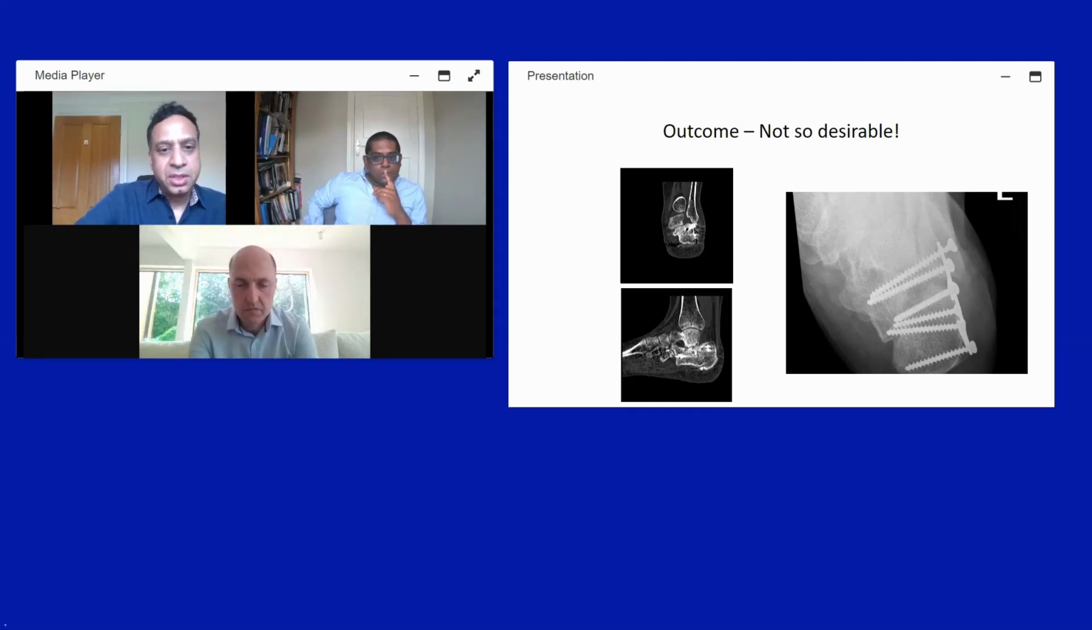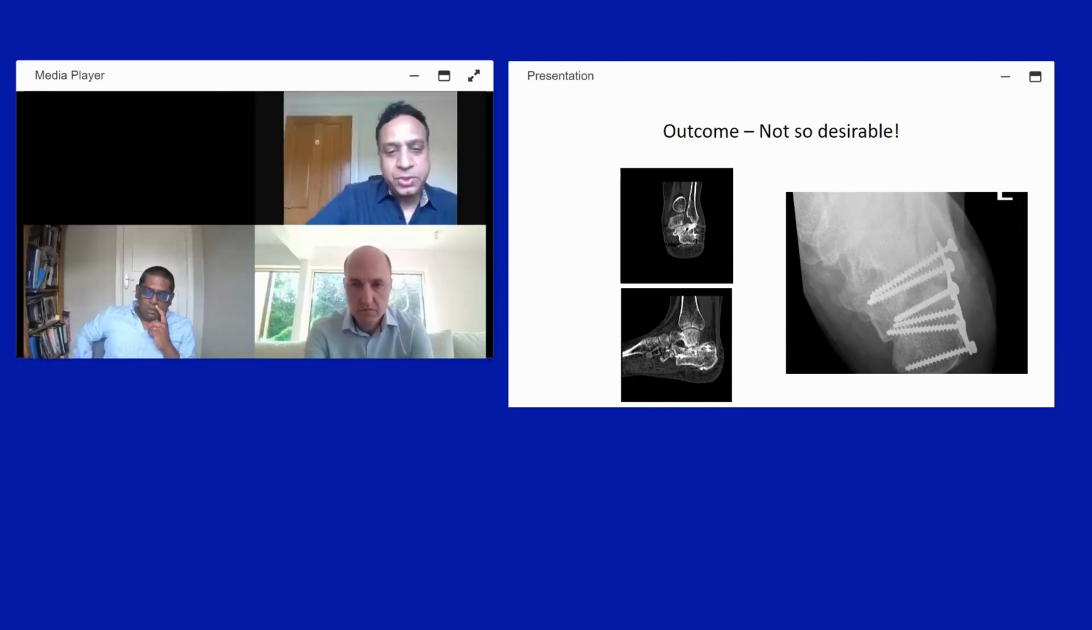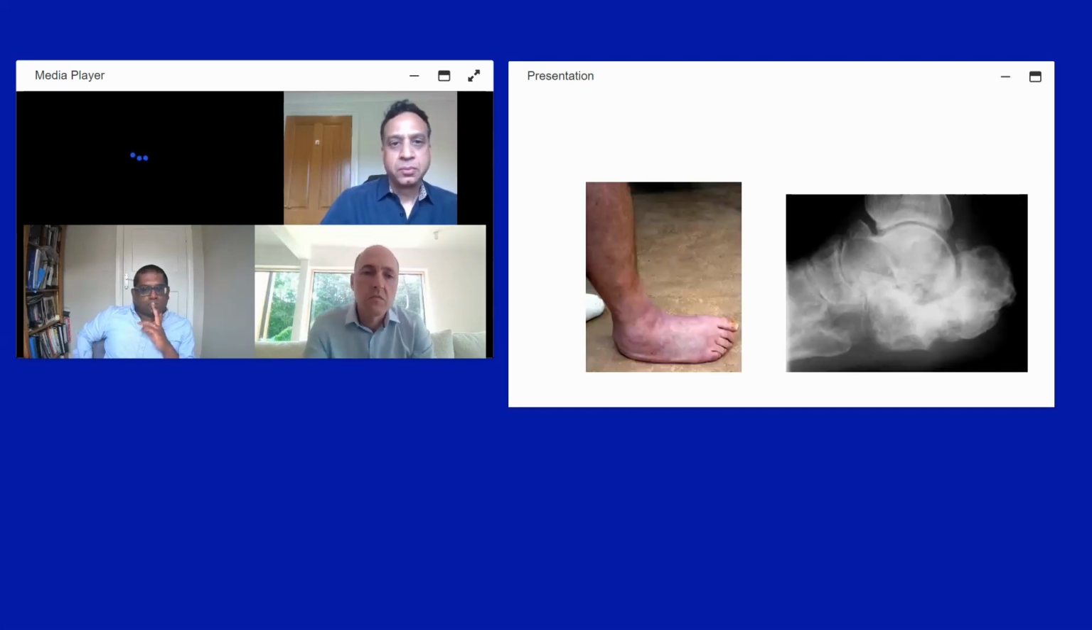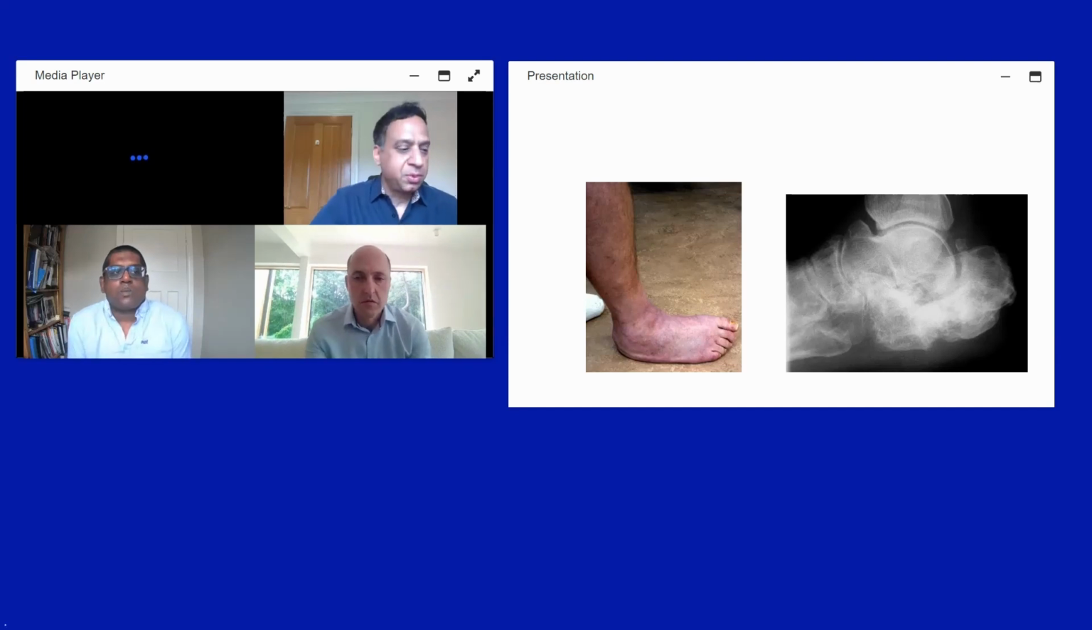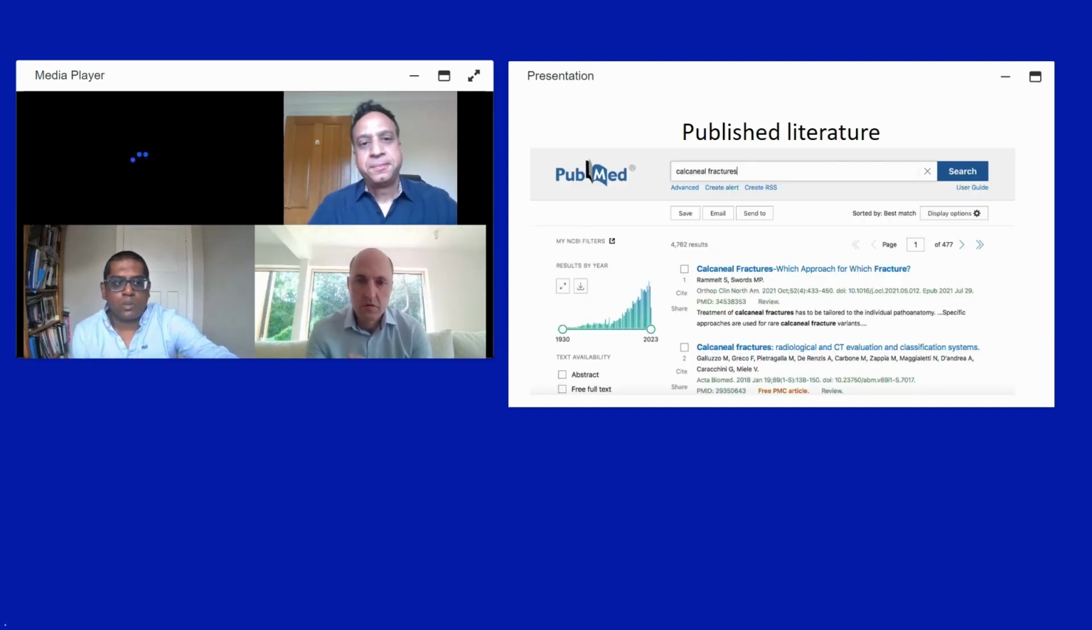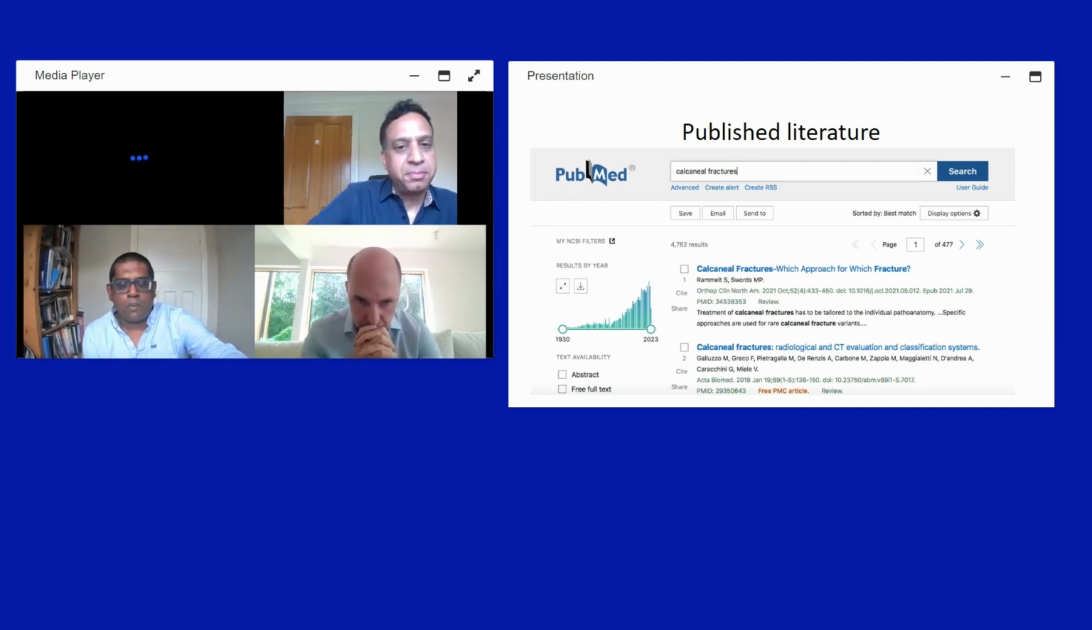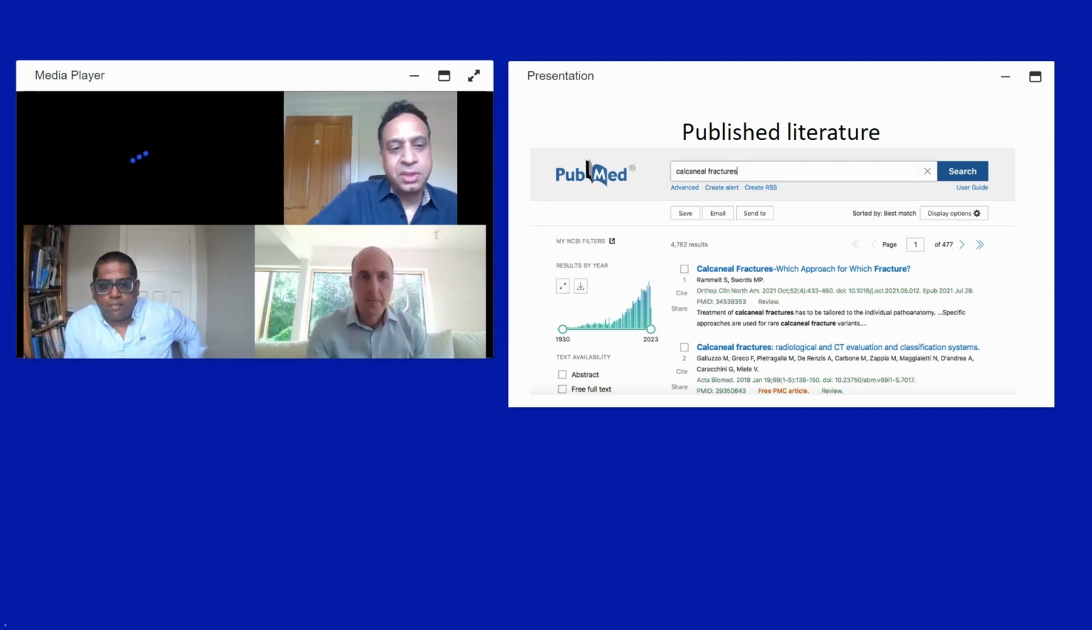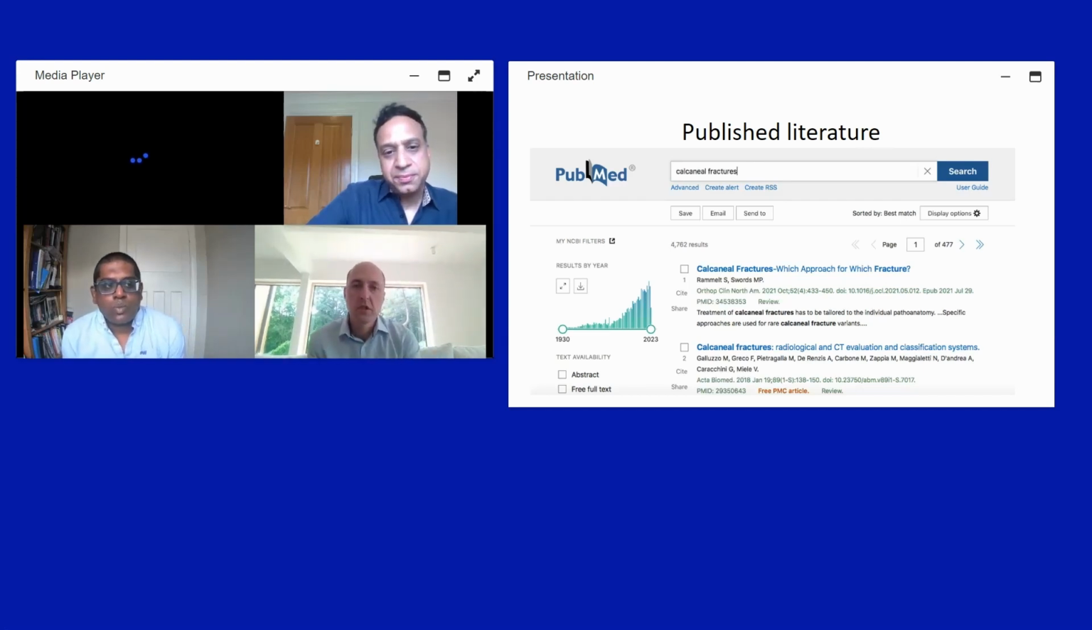And here's an example of reduction and fixation of an intra-articular fracture, which has led to the soft tissues breaking down and a non-union in the end. Next one, please. So there's plenty published out there as well, but if you look at it, if a patient ends up with a situation like this, then that's not a happy situation to salvage. Next one, please. And as I said, published literature is almost 5,000 papers in PubMed itself. But next one, please.